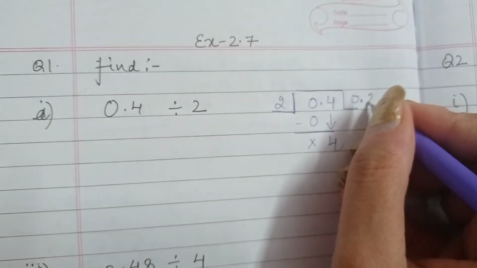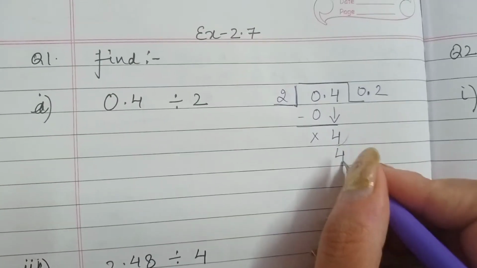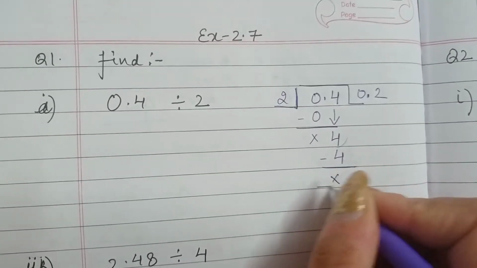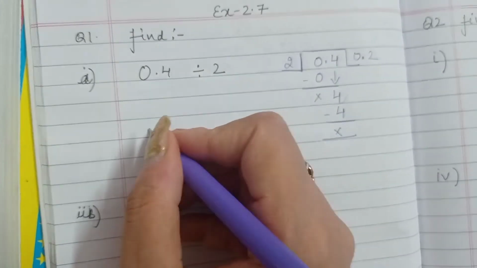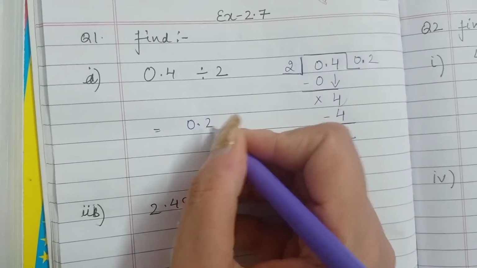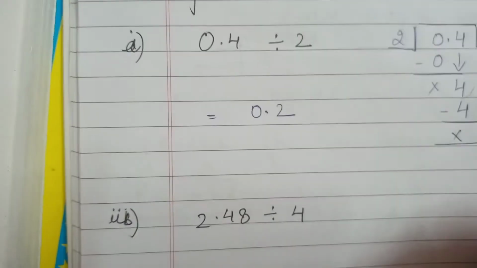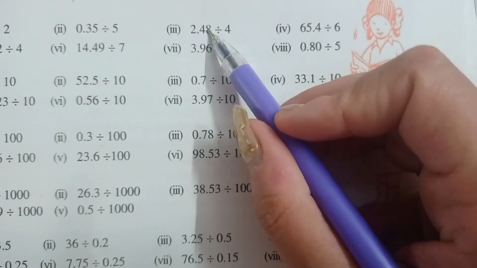Now you will divide it. 2 2s are 4 and the remainder is 0. So therefore our answer is 0.2. Let us move ahead with another part. I have taken here the third part now.